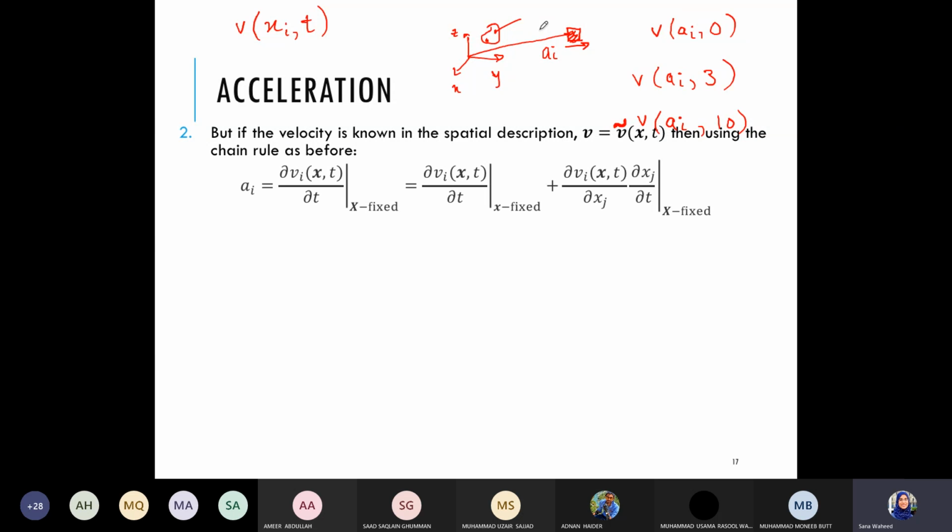Because if I'm trying to find the material derivative of this thing, meaning this velocity in terms of small x, but I'm trying to find it for a capital X, then I have to use the chain rule. I cannot just directly differentiate this with respect to time keeping small x constant, because that's not the acceleration of a particle then.